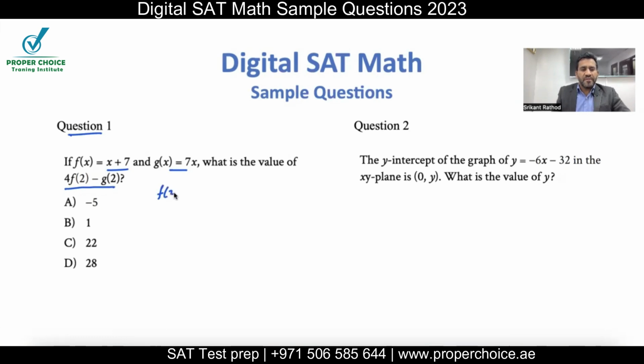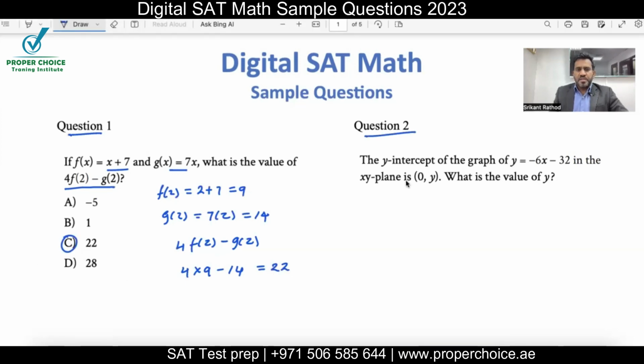When we are solving for f of 2, it becomes 2 plus 7, which is going to be 9. When we are solving for g of 2, it is going to be 7 times 2, which is going to be 14. The question asked us the value of 4 times f of 2 minus g of 2, which is the same as 4 times 9 minus 14. 4 times 9 is going to be 36. 36 minus 14 gives us 22. The right choice is option C.